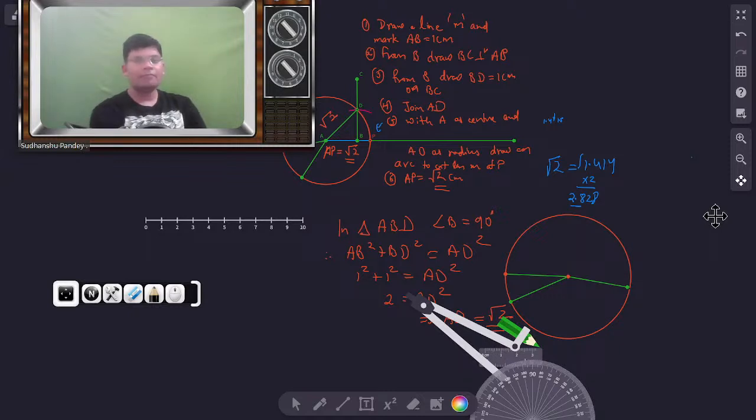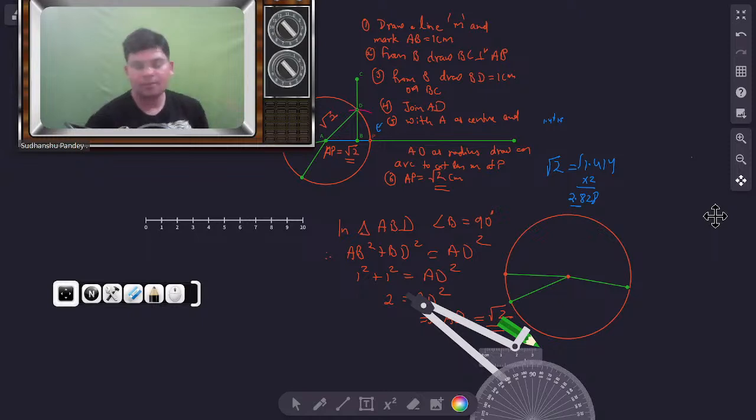Draw the line M and mark AB is equal to 1 centimeter. From B, draw BC perpendicular to AB. From B, draw BD is equal to 1 centimeter on BC. Join AD. With A as a center, AD as a radius, draw an arc to cut the line M at P. Join AP, AP is equal to under root 2 centimeter.